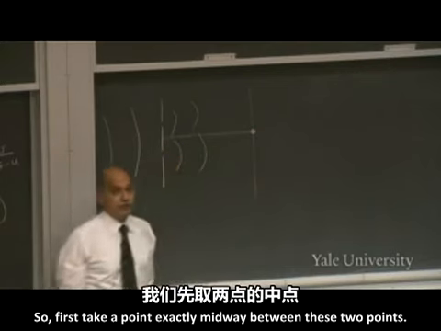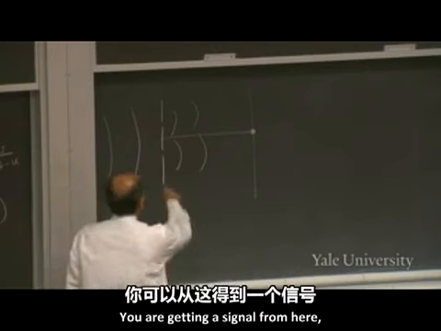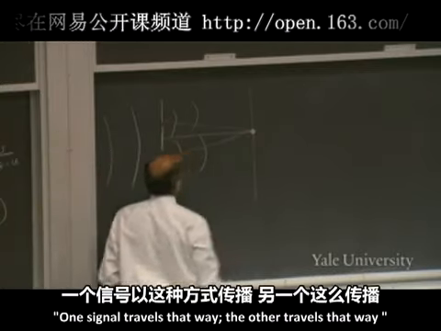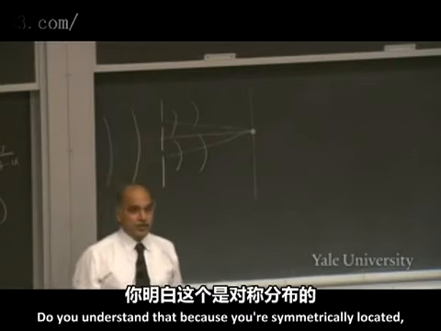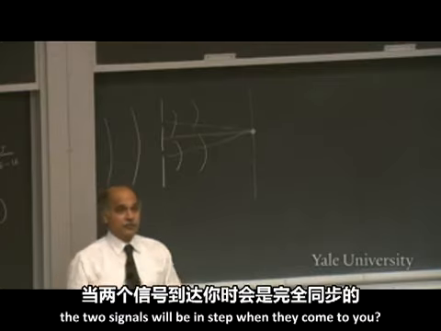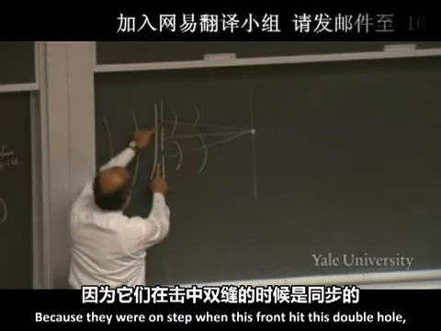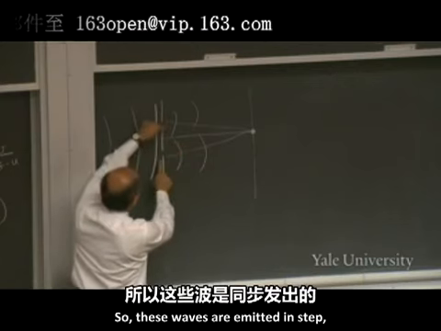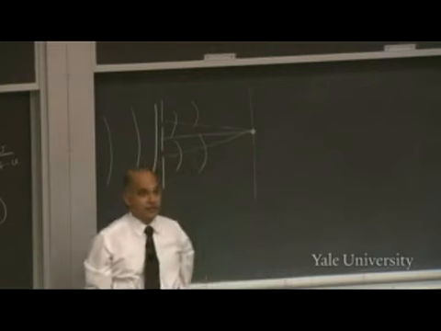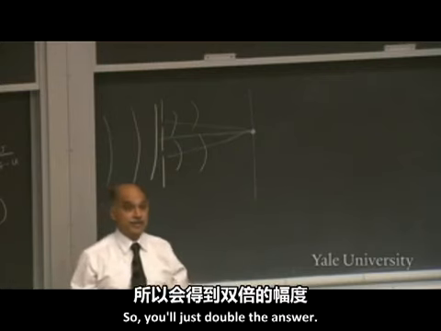So first take a point exactly midway between these 2 points. What are you getting? You're getting a signal from here, and you're getting a signal from here. One signal travels that way, other travels that way. Do you understand that because you're symmetrically located, the 2 signals will be in step when they come to you? Because they were in step when this front hit this double hole and started making its own wave. So these waves are emitted in step. They march along and come to you with the same time delay. So when a crest from this reaches you, a crest from that will reach you. Trough reaches, trough reaches. So you'll just double the answer.